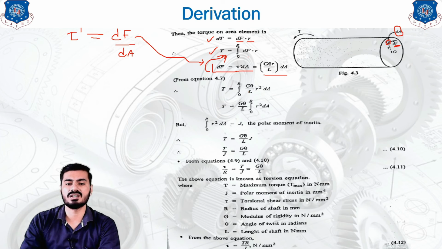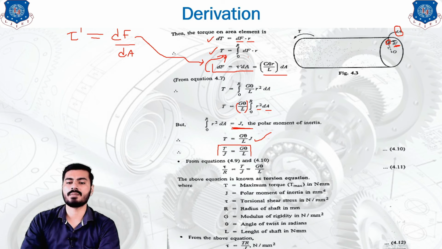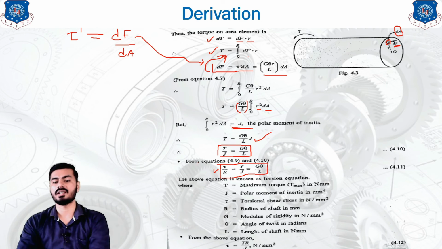Now, if you put this into the upper equation for integration, the constant terms G theta upon L come out of the integration, and the remaining terms are r square into dA. Now, r square into dA represents the polar moment of inertia, which can be represented by J. If you put the value of J over here, then your equation will look like this. Your equation can be compared with the previous equation, and the previous equation was tau by R equals T by J equals G theta upon L, and this equation is known as the torsion equation.